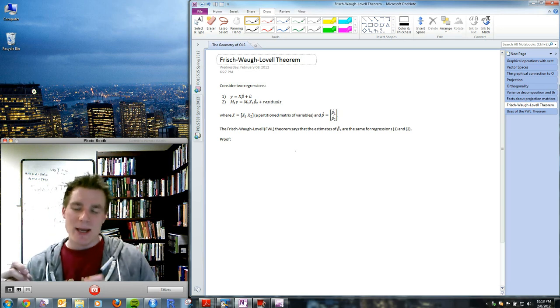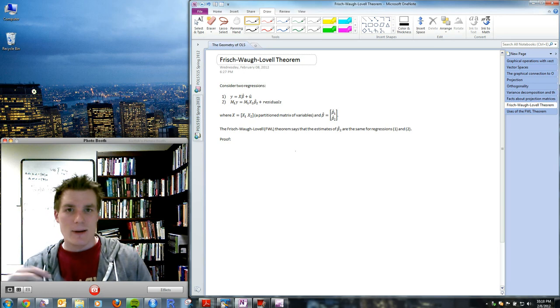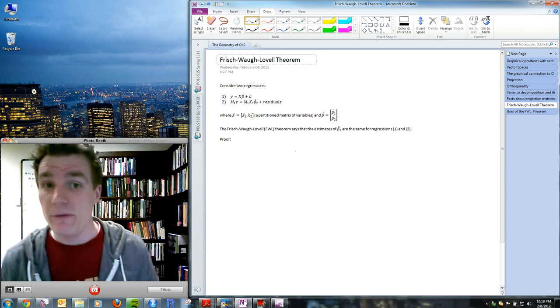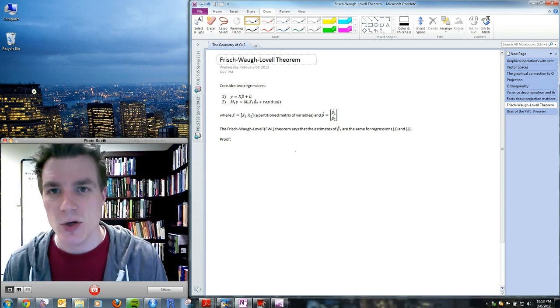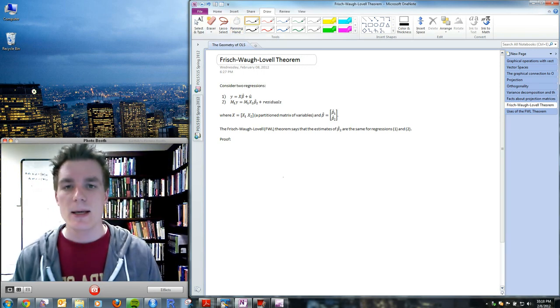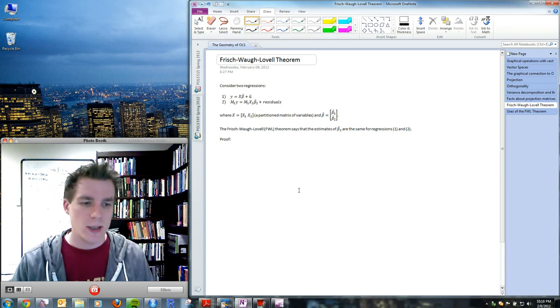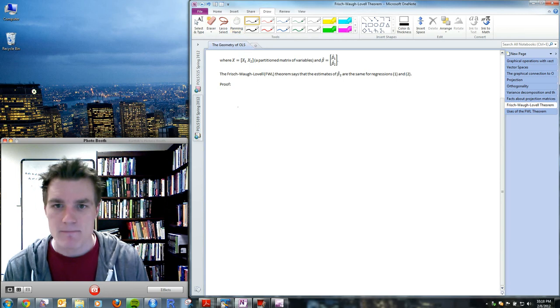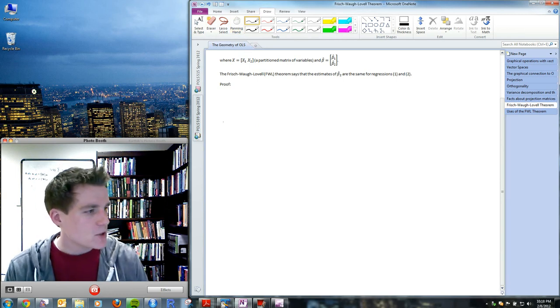I think there's one application that's going to make it crystal clear how this really works. What I want to do is a formal proof of the FWL theorem, just to show you mathematically that what I'm saying is correct. And then we'll move on to a more informal demonstration in RStudio. So here's the Frisch-Waugh-Lovell theorem.